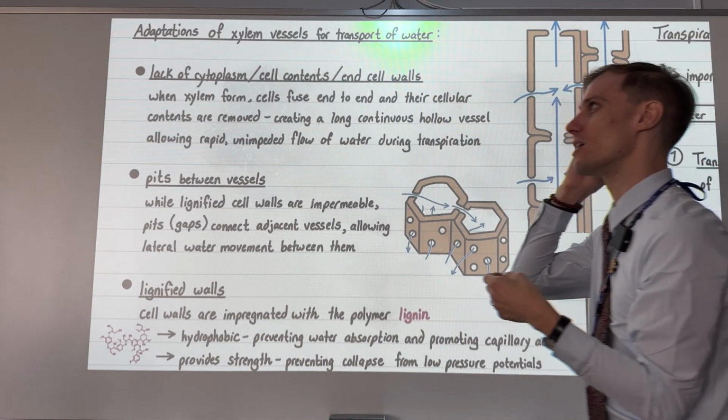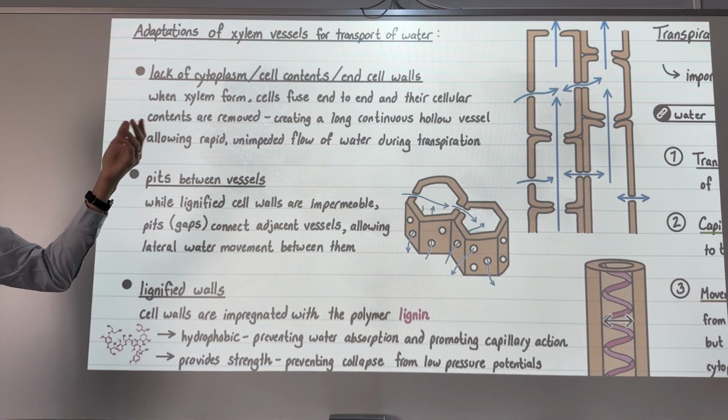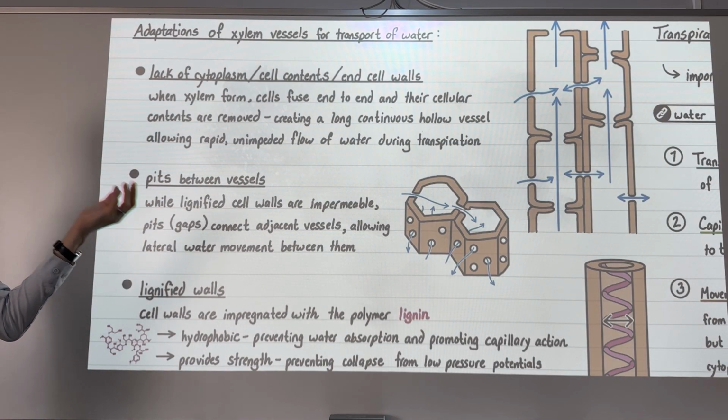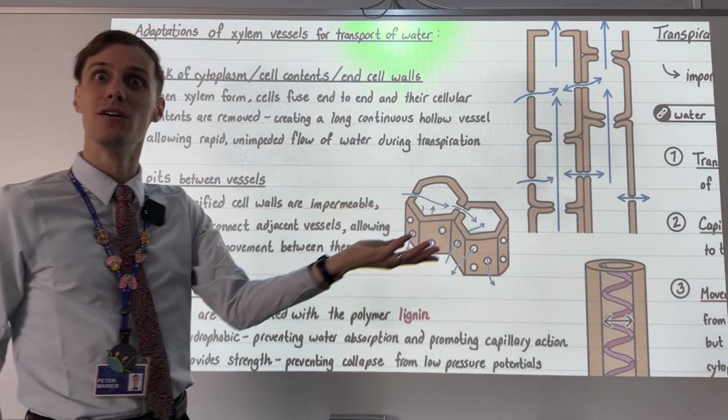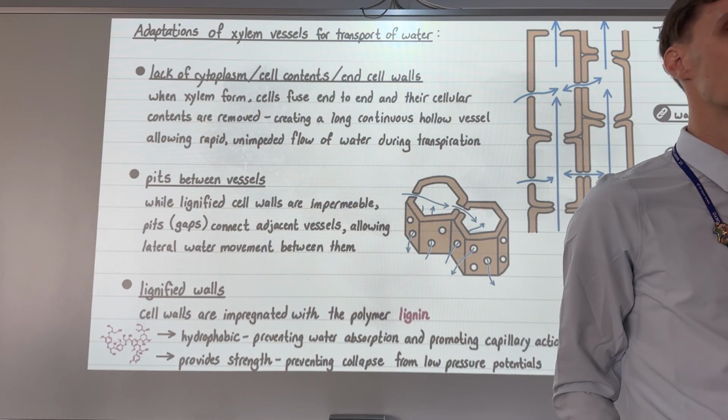So the idea here is that they don't have any of these contents. Now, why is that adaptive? Well, they're a straw, right? I don't want a bunch of stuff in a straw if I'm trying to take water from one place to the next.